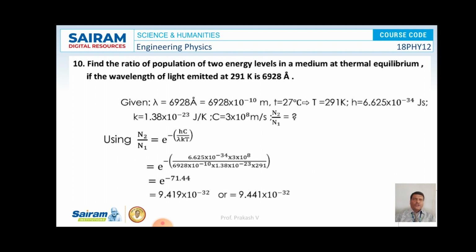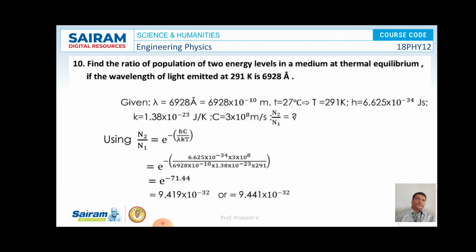Find the ratio of population of two energy levels in a medium at thermal equilibrium, if the wavelength of light emitted at 291 Kelvin is 6928 angstrom. So here the value of lambda is given as 6928 angstrom and T is equal to 27 degrees centigrade. When we convert that, we get T is equal to 291 Kelvin. That is the value given here.